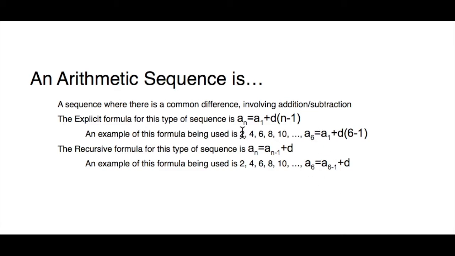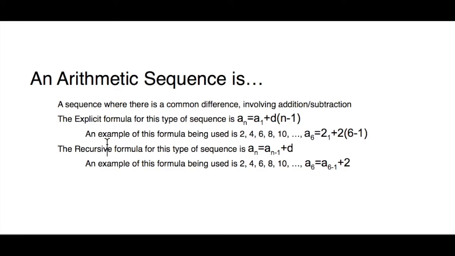So yes, with this example, 2, 4, 6, 8, 10, we want to find the 6th term, since we only have 5 terms. So we would replace the n with 6, replace the d with 2. So we have 6 minus 1 is 5. 5 times 2 is 10. 10 plus 2 equals 12. 2, 4, 6, 8, 10, 12. Makes sense, right?